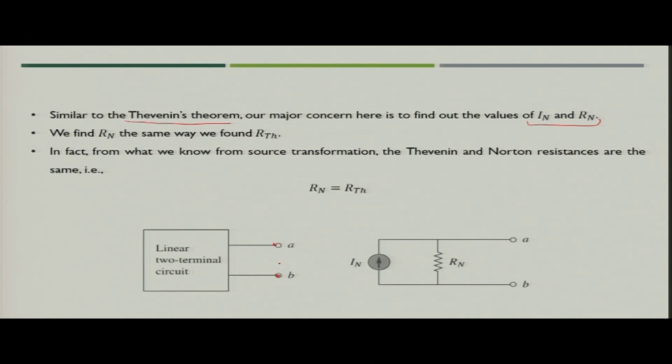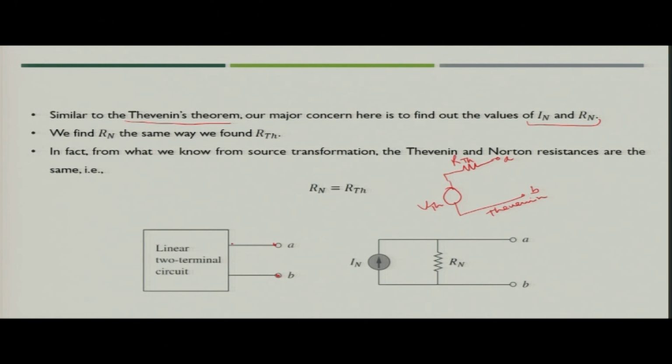If you recollect what we discussed in the case of Thevenin's theorem, the linear two terminal circuit can be replaced with its Thevenin equivalent circuit. So, what was that Thevenin equivalent? You saw that it was nothing but VTH in series with another resistance called RTH, considered between two nodes. So that was for Thevenin.